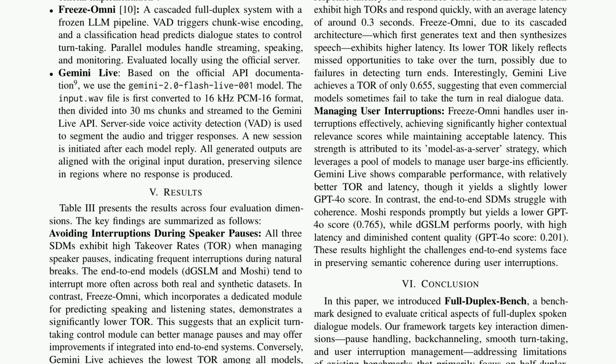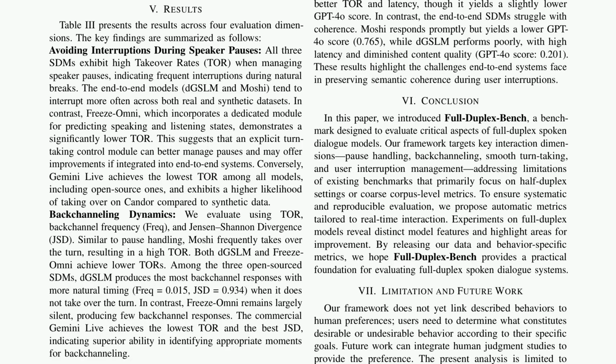Gemini Live. Based on the official API documentation, we use the Gemini 2.0 Flash Live 001 model. Here, the audio is first converted to 16 kHz PCM16 format, then divided into 30 millisecond chunks and streamed to the Gemini Live API. Server-side voice activity detection is used to segment the audio and trigger responses. A new session is initiated after each model reply. All generated outputs are aligned with the original input duration, preserving silence in regions where no response is required.